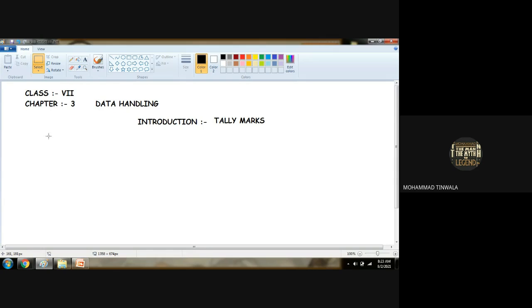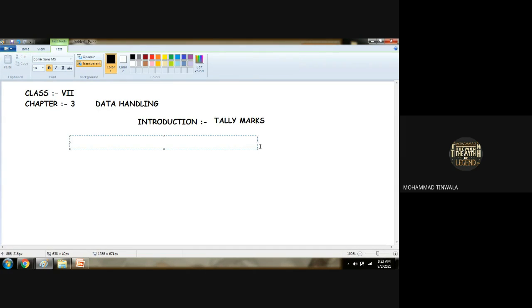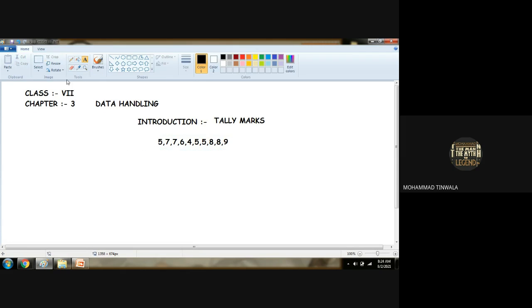So what we have to do in this tally marks: if, for example, the data are given like this, 5, 7, 7, 6, 4, 5, 5, 8, 8, 9. If the data are given like this and they ask us to place them in tally marks, what will be the process to form a tally mark?